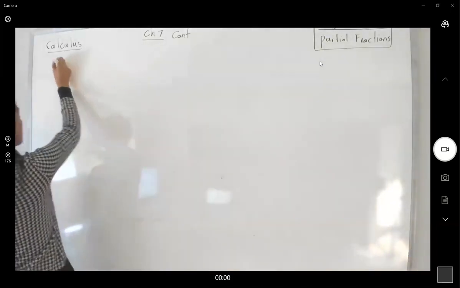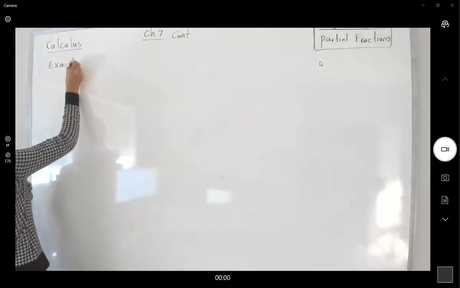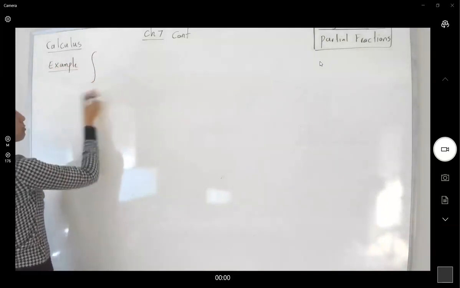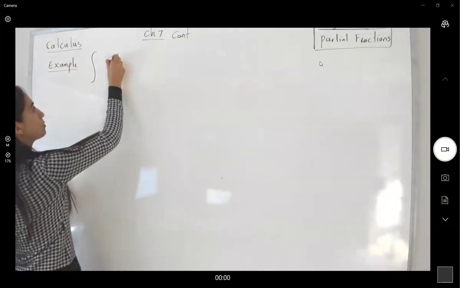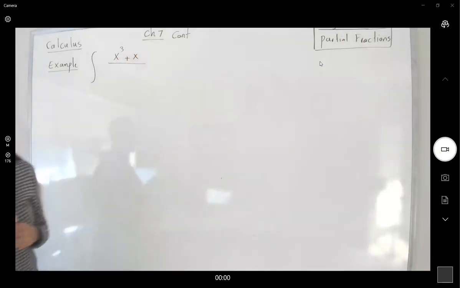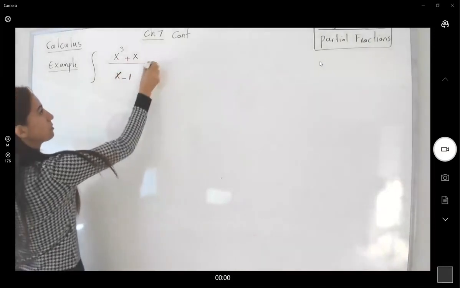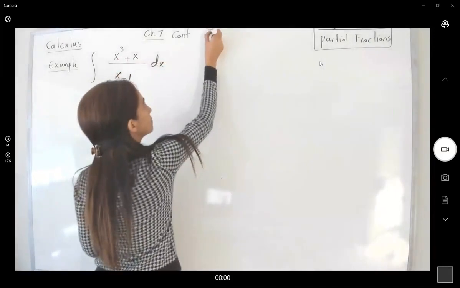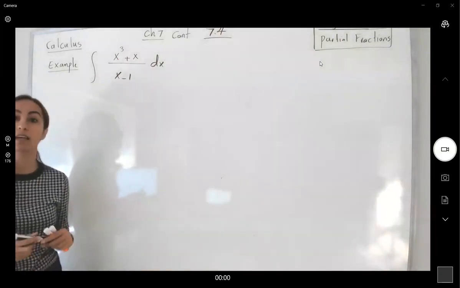Suppose you have an integral like this. So this is our example. We're going to start by writing this example here. We have the integral of x cubed plus x divided by x minus 1 dx. How do we find this integral?